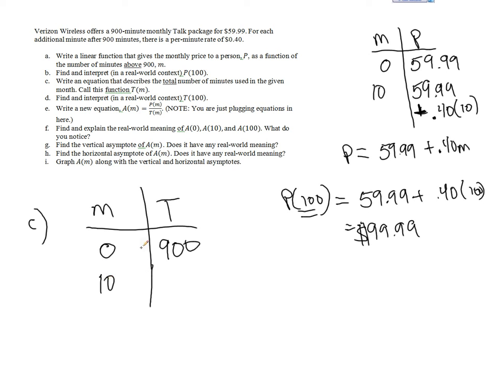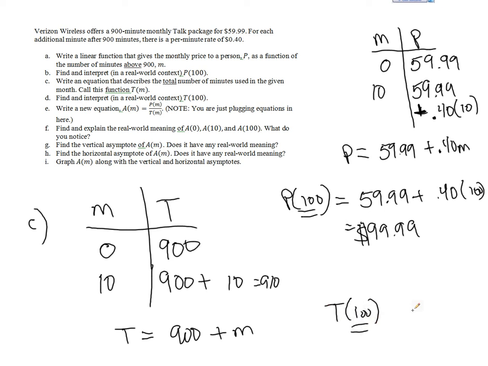If you use 10 overage minutes, then your total minutes used would be the 900 plus the 10 minutes that you went over. So you used a total of 910 minutes. Well, how do we get this? To get the total minutes you use, take the 900 of the plan plus the number of overage minutes. And so if we wanted to find and interpret T of 100, it would mean, okay, if I use 100 overage minutes, I've used 900 plus 100 is 1,000 total minutes.